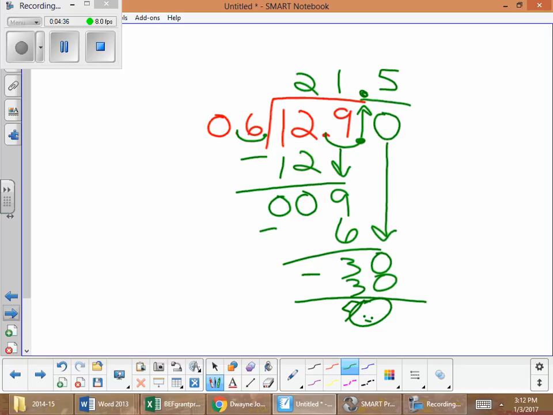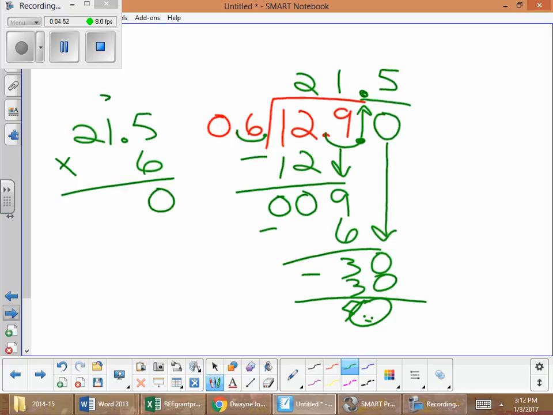Little hat on this guy. A good way to do a check is to actually take this and redo it. So let's go over here and do the multiplication. So 21.5 times 6 and see if it works and see if we get the number inside of the house.